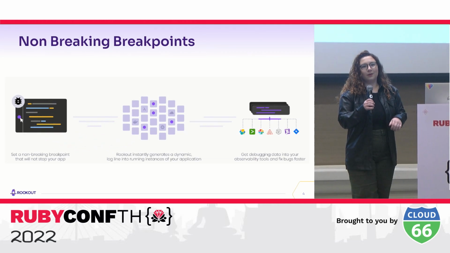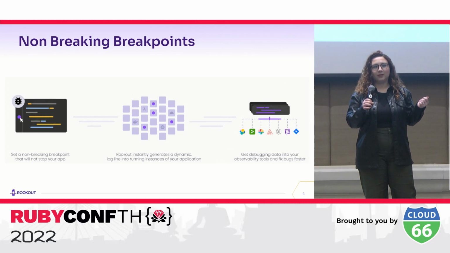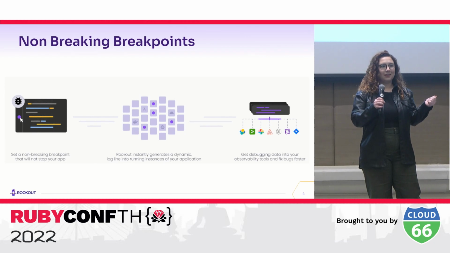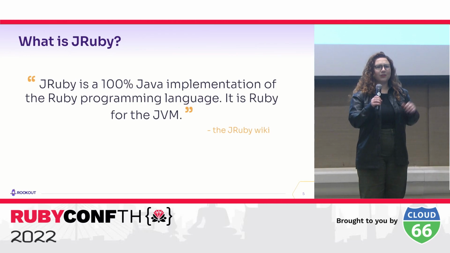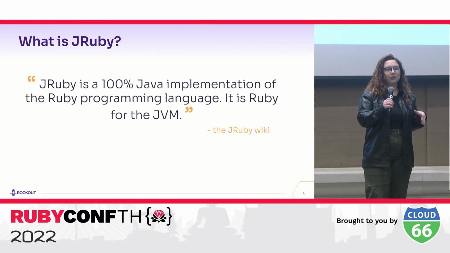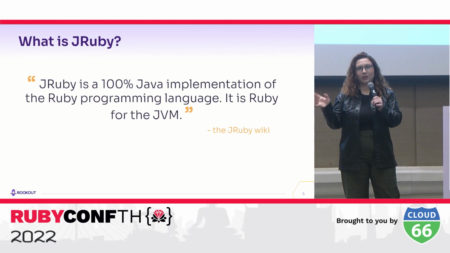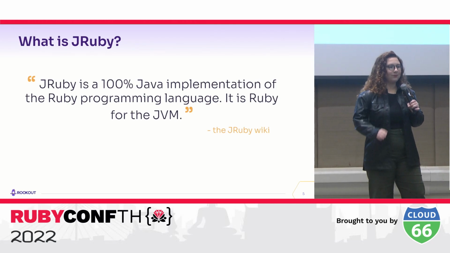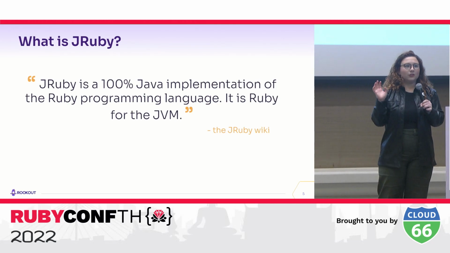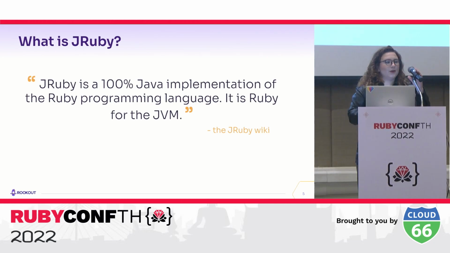Now, one day my boss came to me and told me, we need to add support for JRuby in one of our debuggers. And I had no idea what JRuby was, so I just went online and Googled it. So from the JRuby wiki, JRuby is a 100% Java implementation of the Ruby programming language. It is Ruby for the JVM. So that means it's Ruby running on top of the JVM. Which is pretty cool. So the first thing I did was start with a tutorial app where I could play with it and see what's going on.